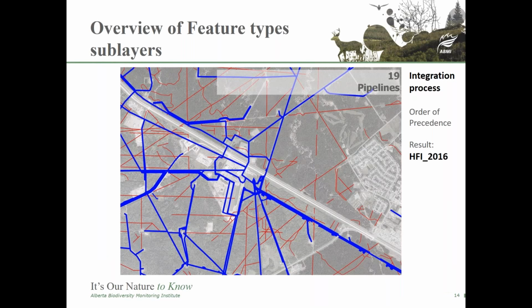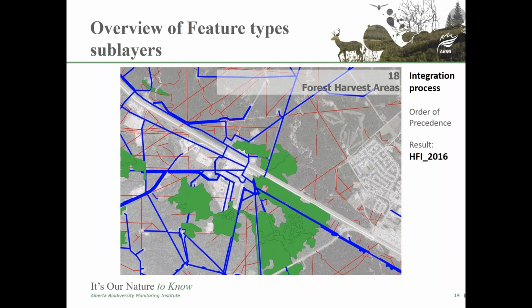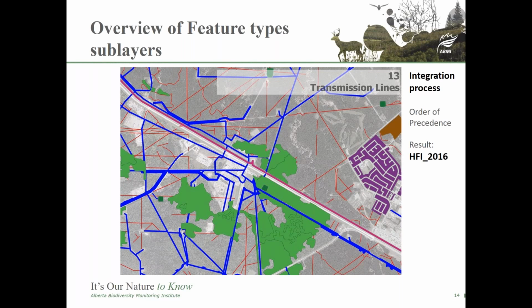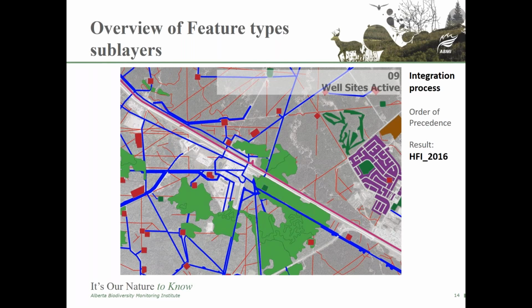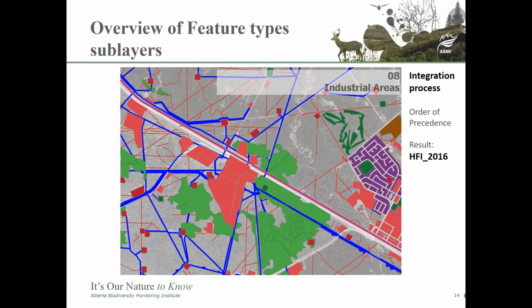This slide provides a bit of a snapshot into the integration process and in order of precedence for the 20 different sublayers in the 2016 version of the human footprint inventory. So anytime a new feature is added on top of another, the footprint underneath is cut away so that we're not left with stacked human footprint in an area.